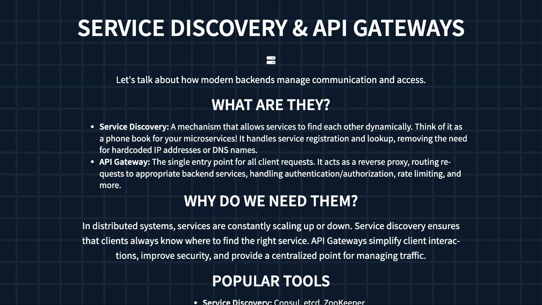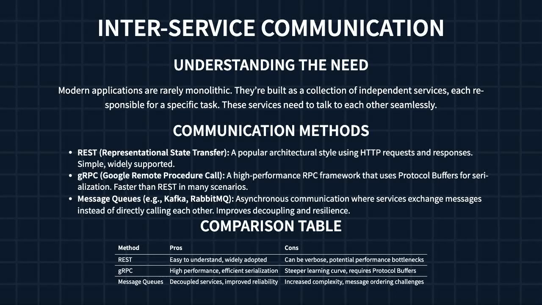We use tools like Consul or etcd for service discovery, and Kong or AWS API Gateway are popular choices for gateways. Let's talk about how different backend services need to communicate with each other.